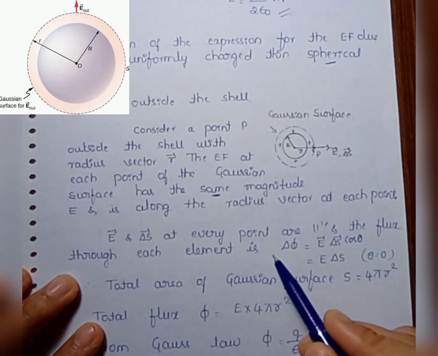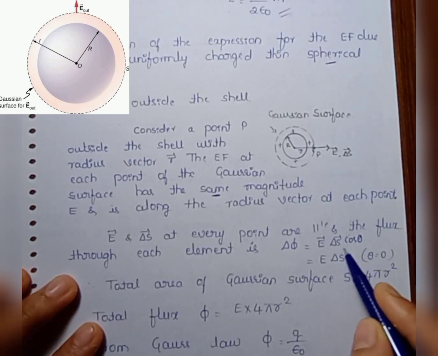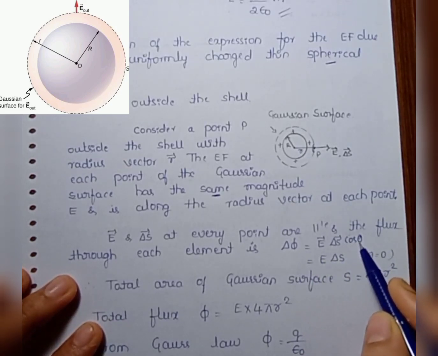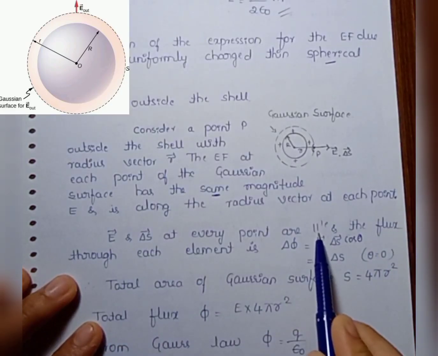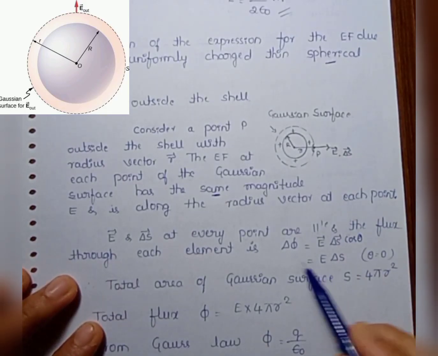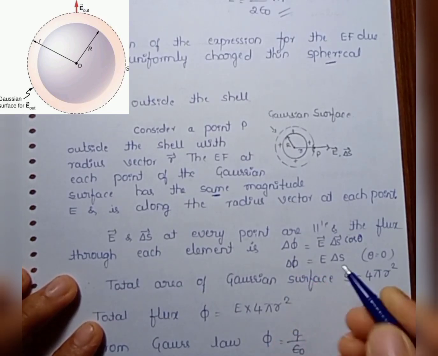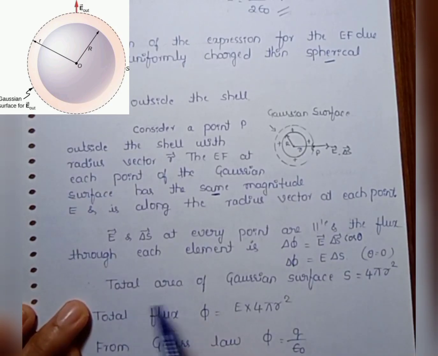The flux through each element is, we know, E delta S cos theta actually. Here theta is 0. Why? Here the electric field and delta S are parallel to each other. When parallel, theta is 0. Cos 0 is 1. Then the electric flux delta phi can be written as E into delta S. Therefore, the total area of the Gaussian surface can be written as 4 pi r square. That one is the area of the sphere, 4 pi r square.